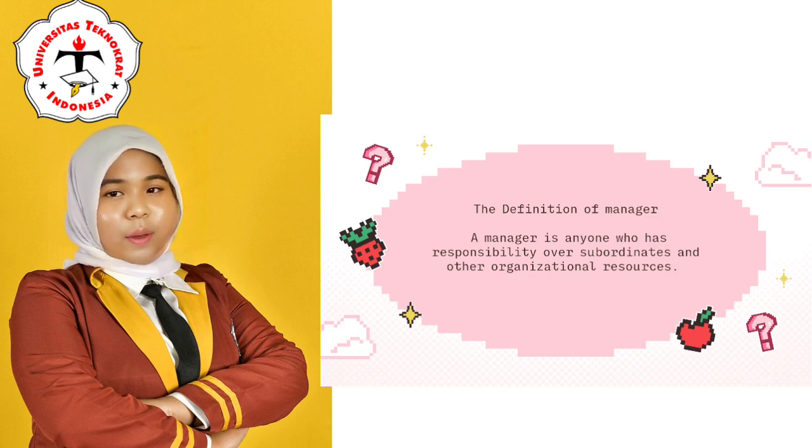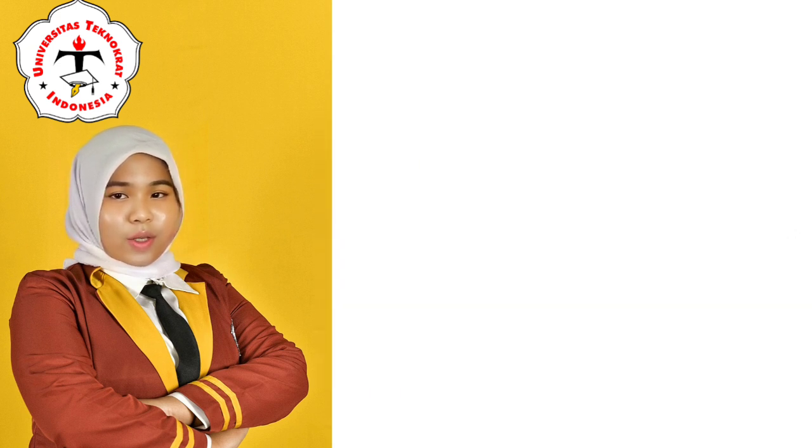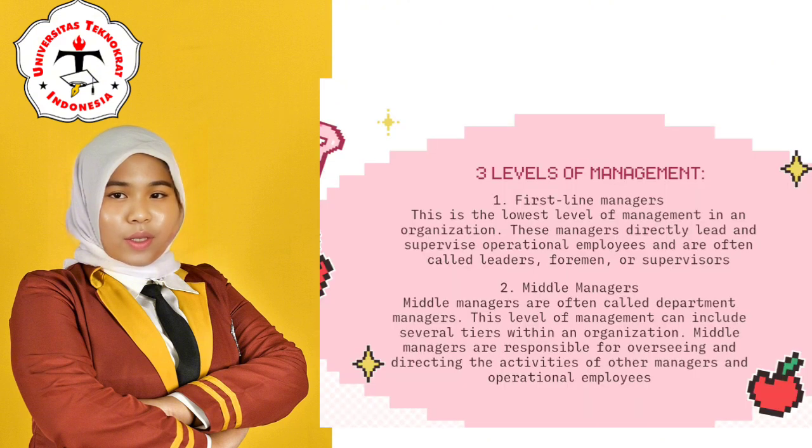2.4. Definition of a manager. In general, a manager means anyone who has responsibility over subordinates and other organizational resources. Management levels within an organization divide managers into 3 different categories. First-line managers. The lowest level in an organization, leading and supervising operational workers, is called first-line management. Managers at this level are often referred to as heads or leaders, foremen, and supervisors.